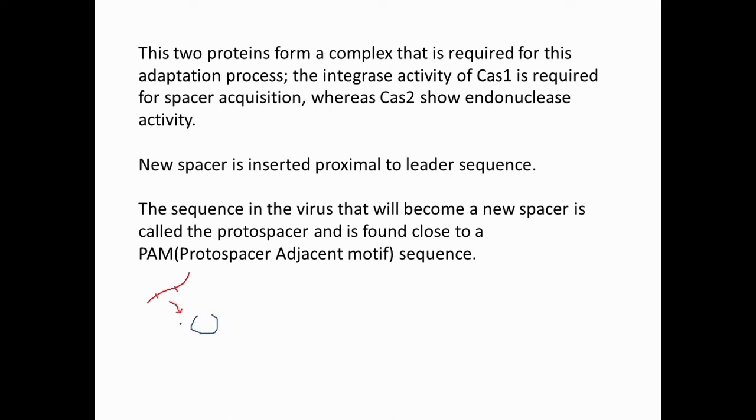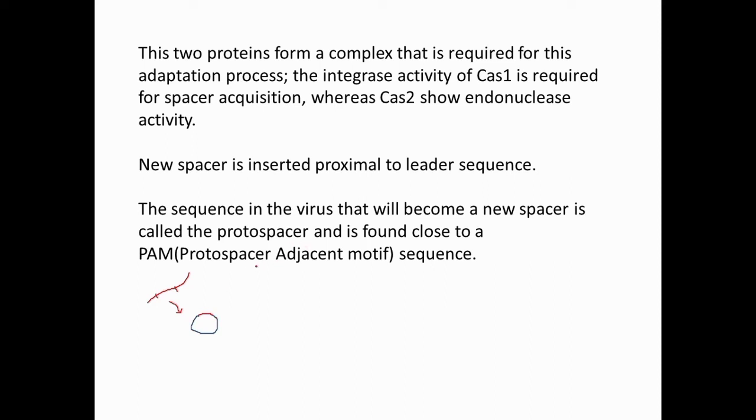So this is the bacterial DNA, and this is the bacteriophage DNA segment. This particular segment will get inserted into the bacterial DNA. So this segment which has been inserted into the bacterial DNA is called a protospacer.